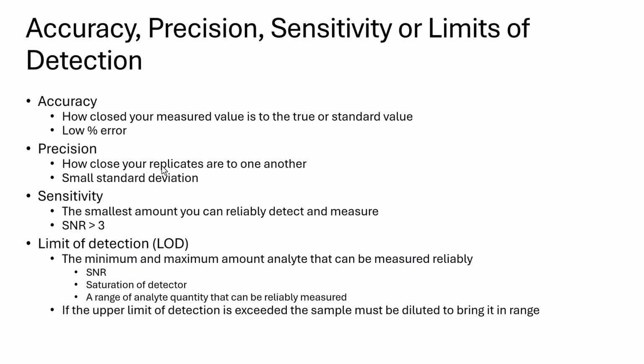The limit of detection is the minimum and maximum amount of analyte that can be measured reliably. The minimum amount is set by the signal to noise ratio. The maximum amount is the saturation of the detector. If we exceed the ability of the detector to detect changes in concentration of analyte, then we need to do a dilution. Within a particular assay, we usually specify the concentration range that can be reliably measured. And if we don't know the concentration of our analyte, then we do serial dilutions to determine the correct dilution to bring it into the range that can be reliably detected by our measuring instrument.